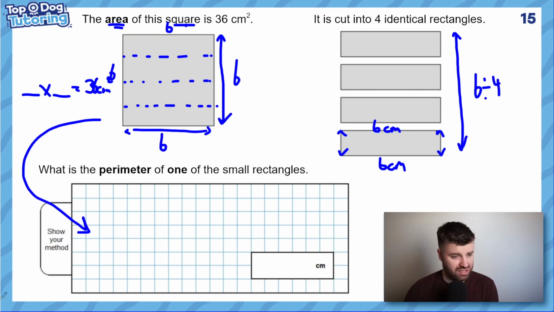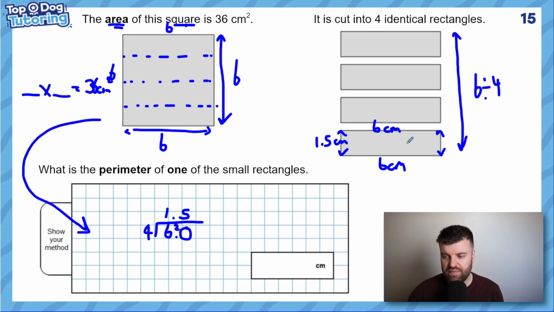If you're thinking, what? How can I do that? If you're really stuck, just whack it into a bus stop and you'll see why. How many 4s in 6? Well, there's one group of 4 and there's 2 left over. That 2 needs to exchange over to a placeholder after the decimal. Put a 2 in, put a decimal at the top. How many 4s in 20? That's 5. Okay, so each side here is 1.5 centimeters.